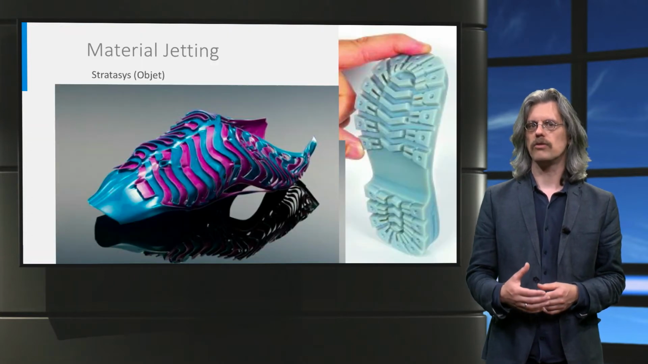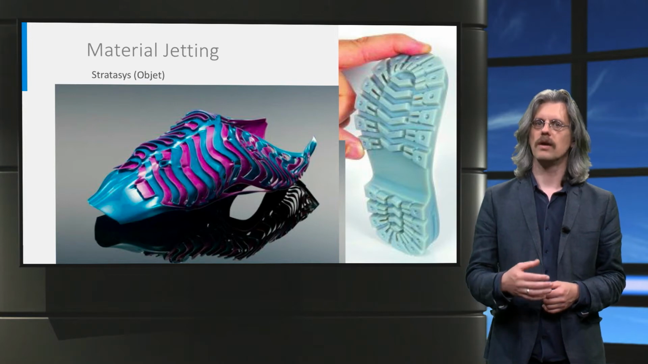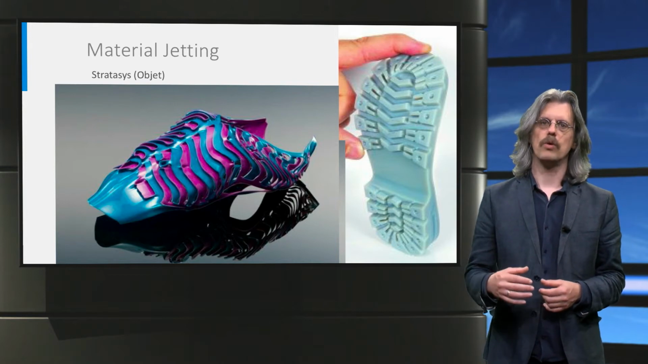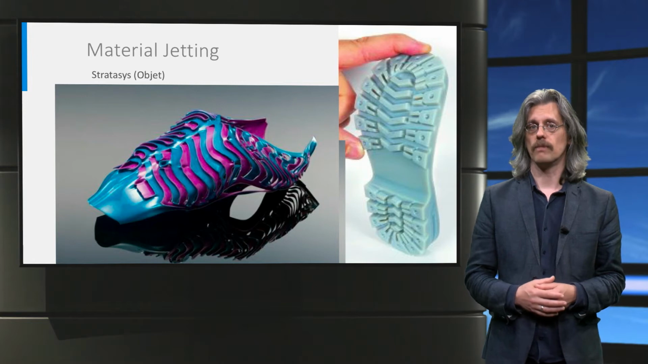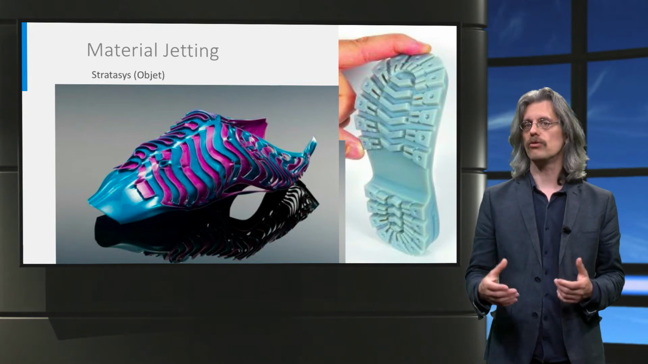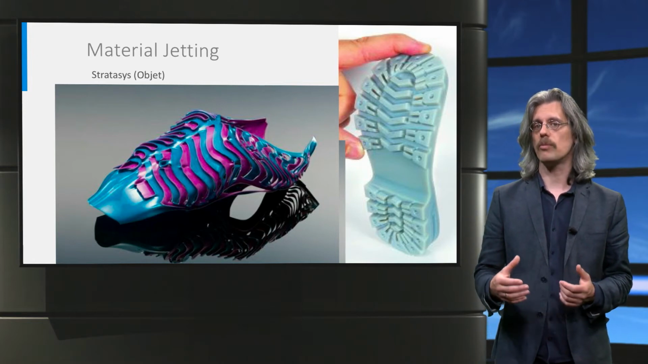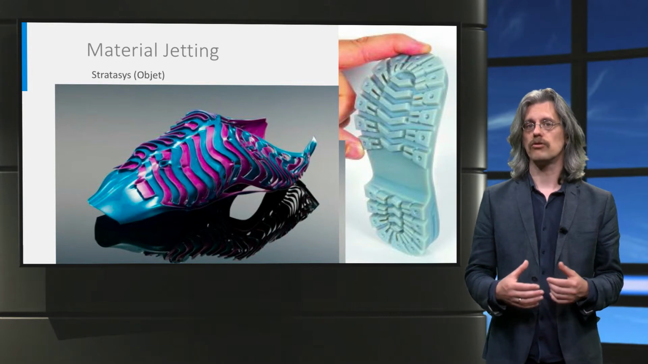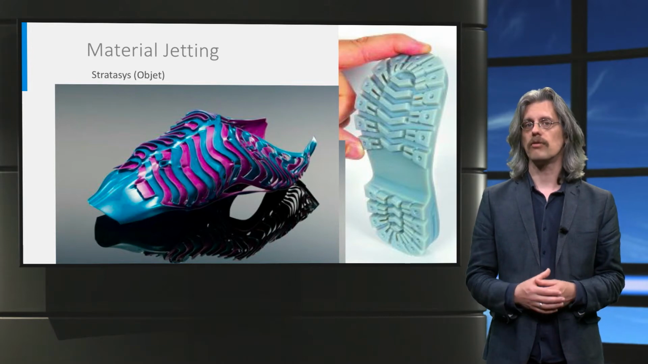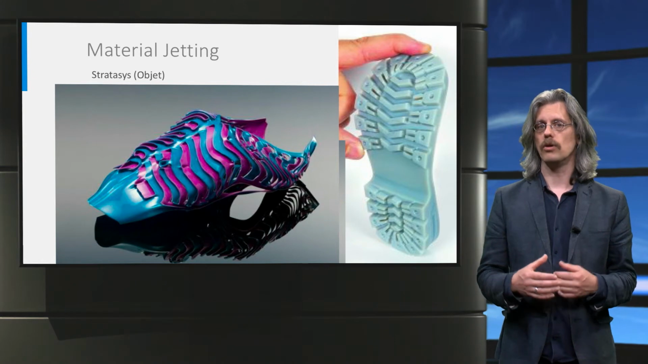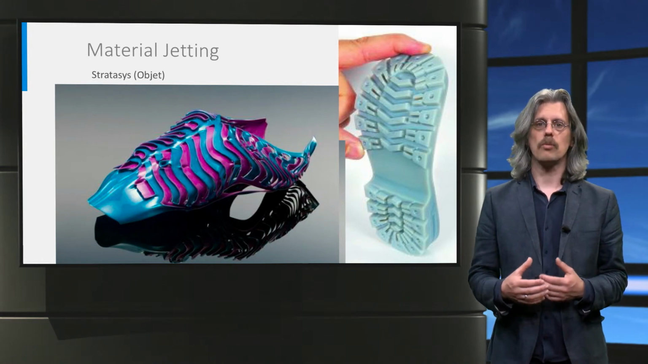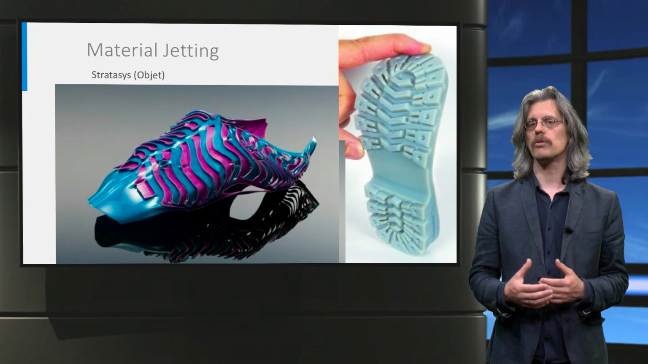At the same time, a secondary inkjet head deposits support material, which will be removed after printing. Material jetting allows 3D prints with various properties, like toughness, transparency, or a rubber-like flexibility. And by using multiple heads, it enables combinations of different material properties and colors.